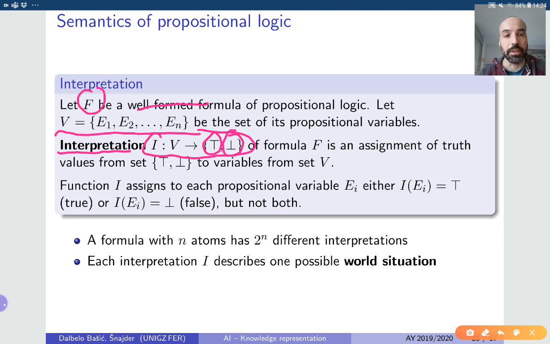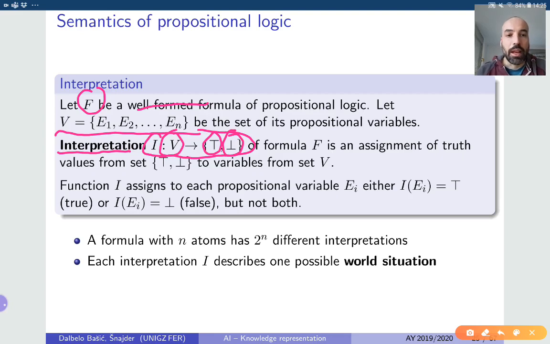With an inverted T. So this basically function assigns to each variable from V a truth value, either true or false, right? Okay.